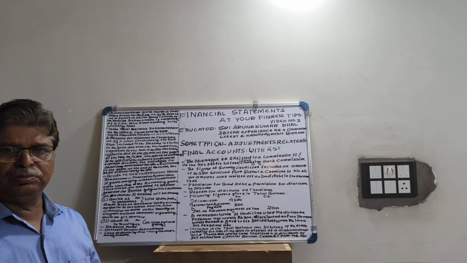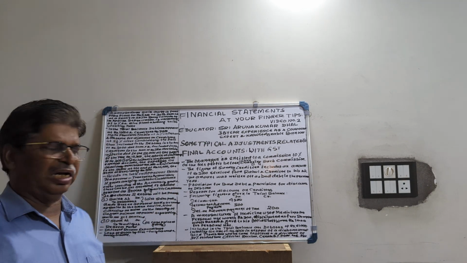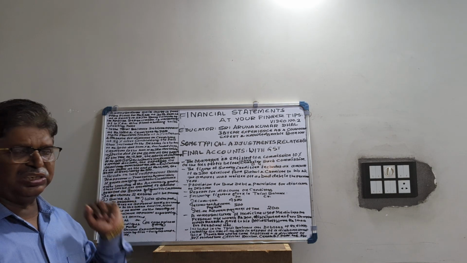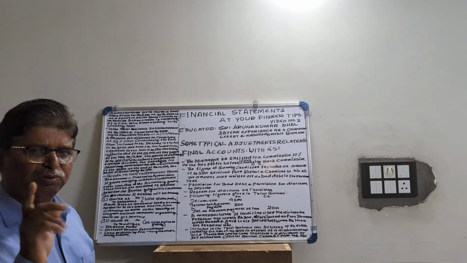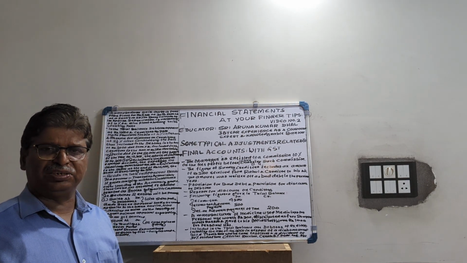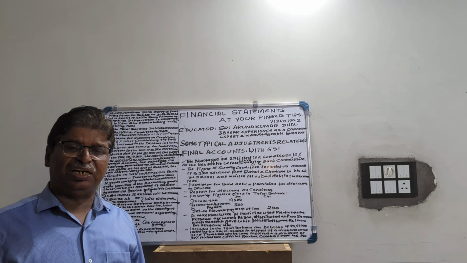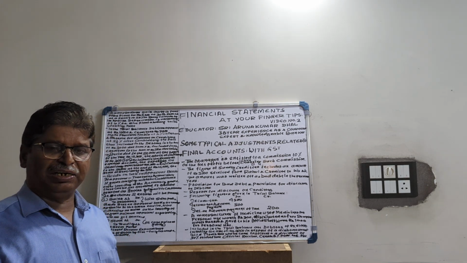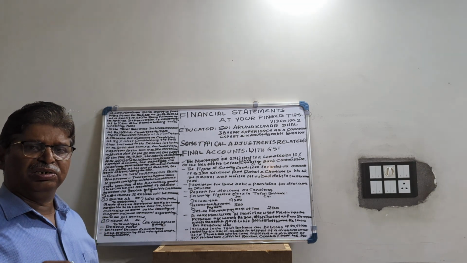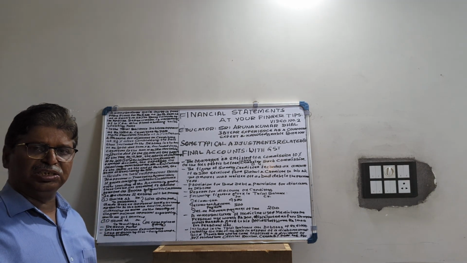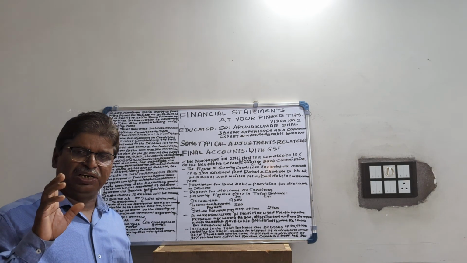Already we have discussed in video number 1 all the simple adjustments like closing stock, outstanding expenses, prepaid expenses, accrued income, income received in advance, depreciation on fixed assets, then bad debt written off, provision for bad and doubtful debt, provision for discount on debtors, reserve for discount on creditors, interest on capital, interest on drawing.